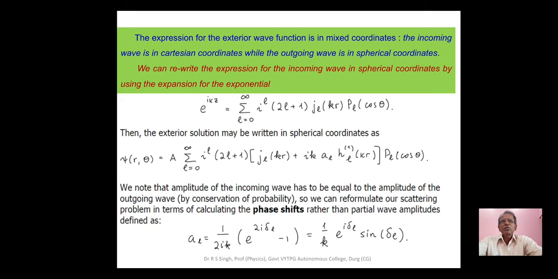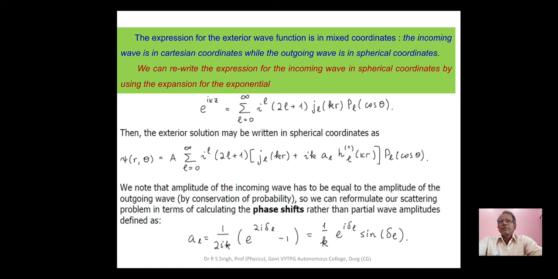Then the exterior solution may be written in spherical coordinates as psi as a function of r and theta, equal to a summation over l from 0 to infinity of i to the power l, 2l plus 1, inside the bracket j_l(kr) plus i k a_l h_l^(1)(kr), whole multiplied by P_l(cos theta).